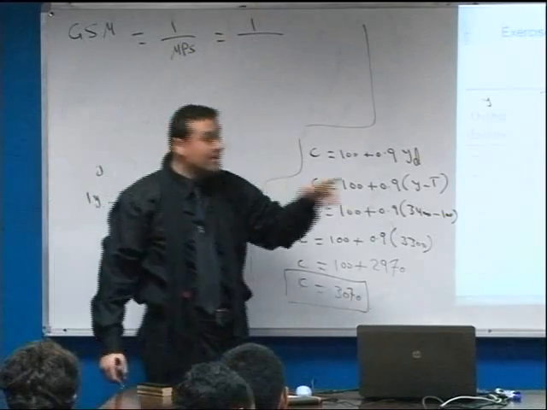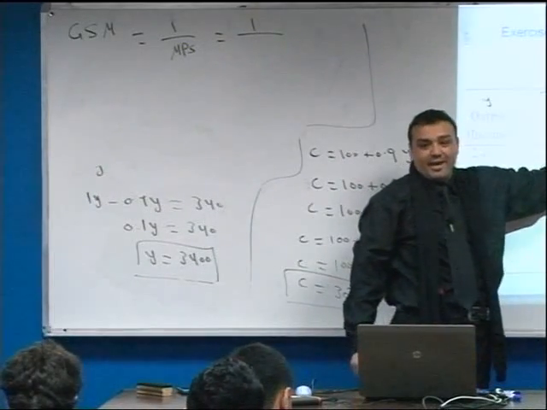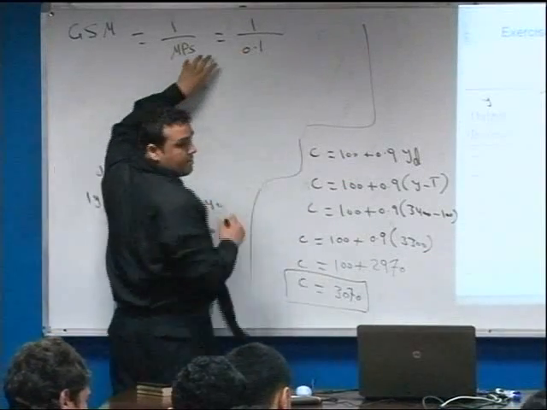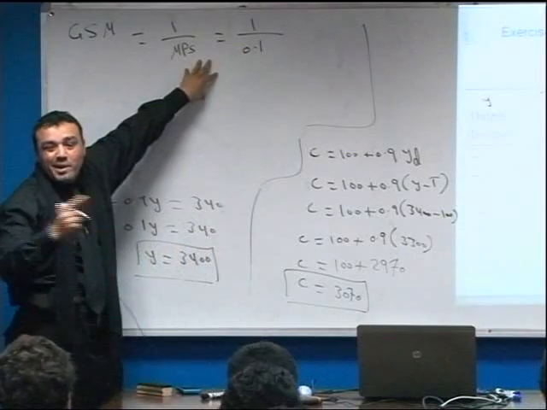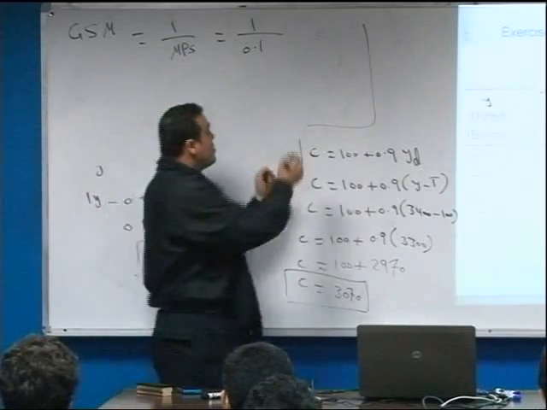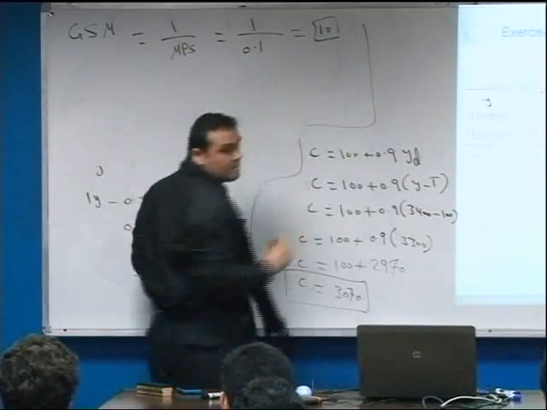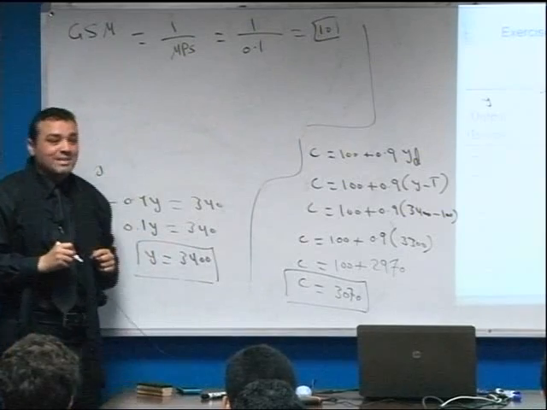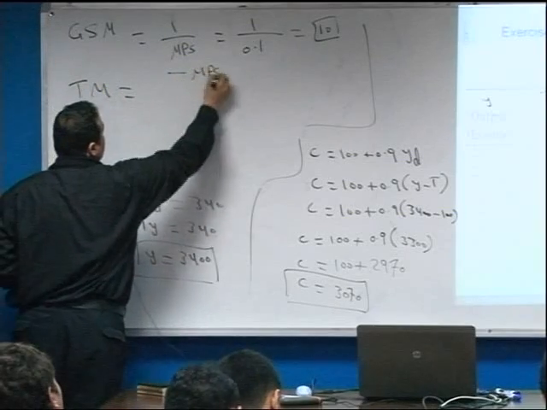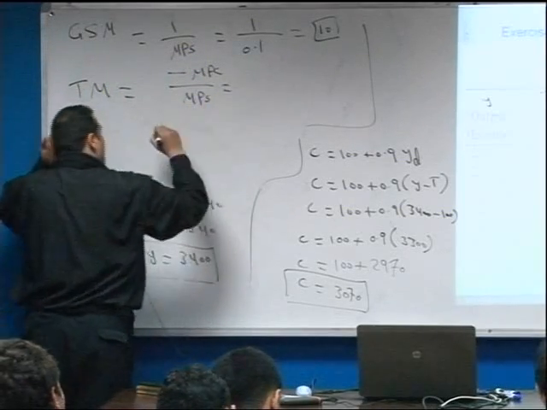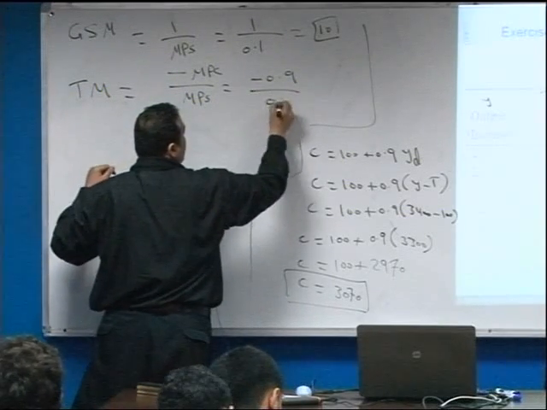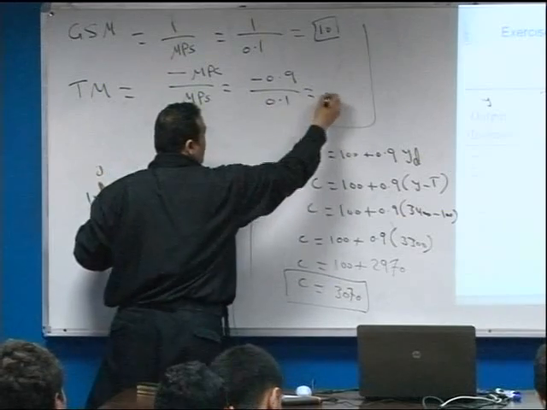No, this is MPC. MPC is 0.9. Exactly. So MPS is 0.1 because it equals 1 minus MPC. And MPC in this case, as you know, equals 0.9. So it equals 10. What about the tax multiplier? The tax multiplier equals minus MPC over MPS equals minus 0.9 over 0.1 equals how much? Minus 9.